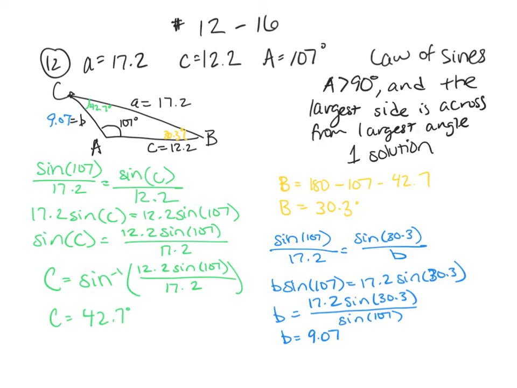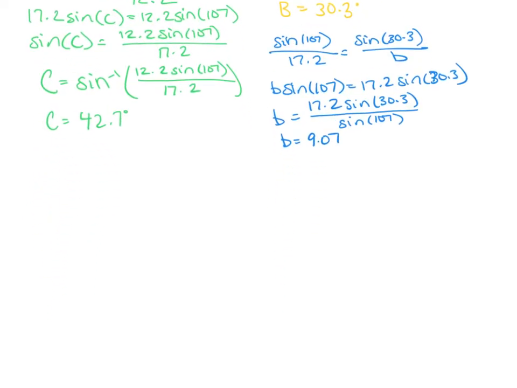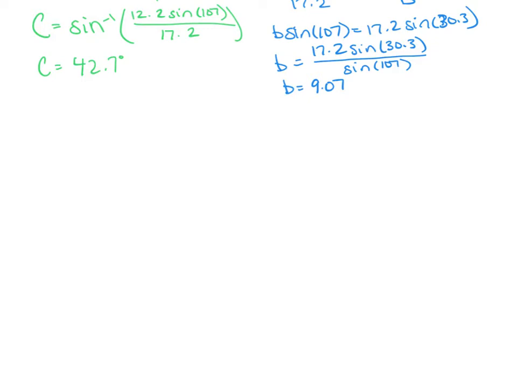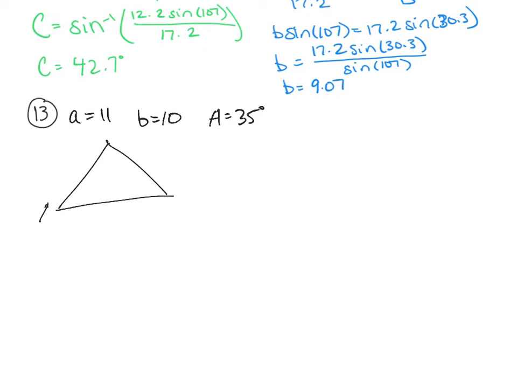Let's move on to problem number 13. For problem number 13, let's get this back to black. We know that side A is 11, side B is 10, and angle A is 35 degrees. So let's set this up. Side A is 11, side B is 10, and angle A is 35 degrees. So this is an example of side-side angle, meaning we are going to use the law of sines.